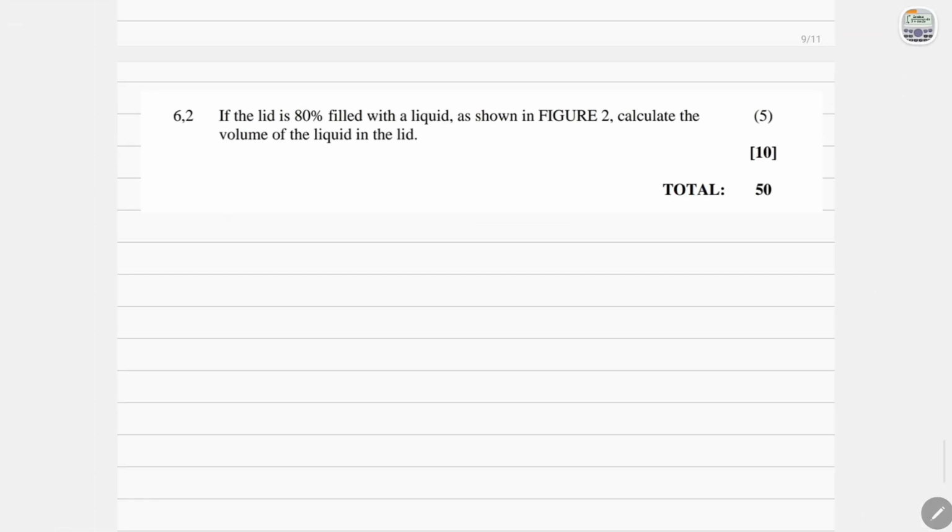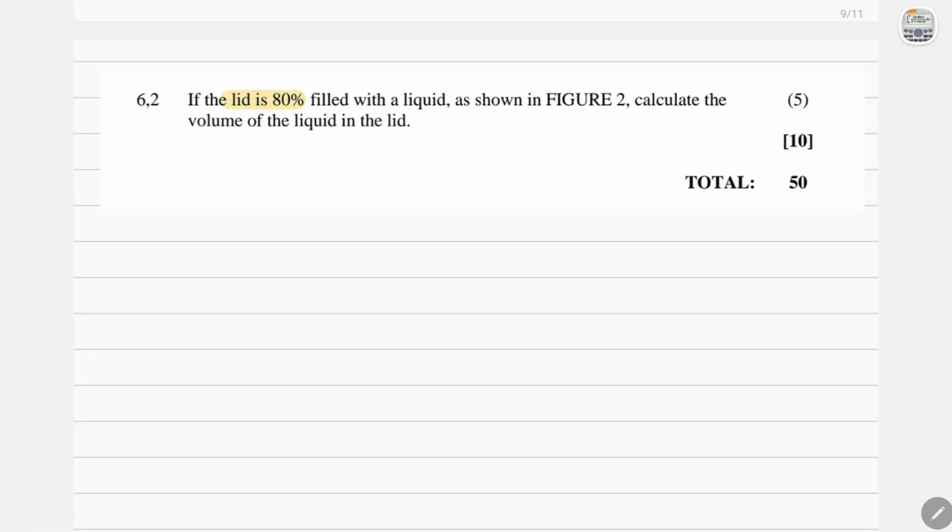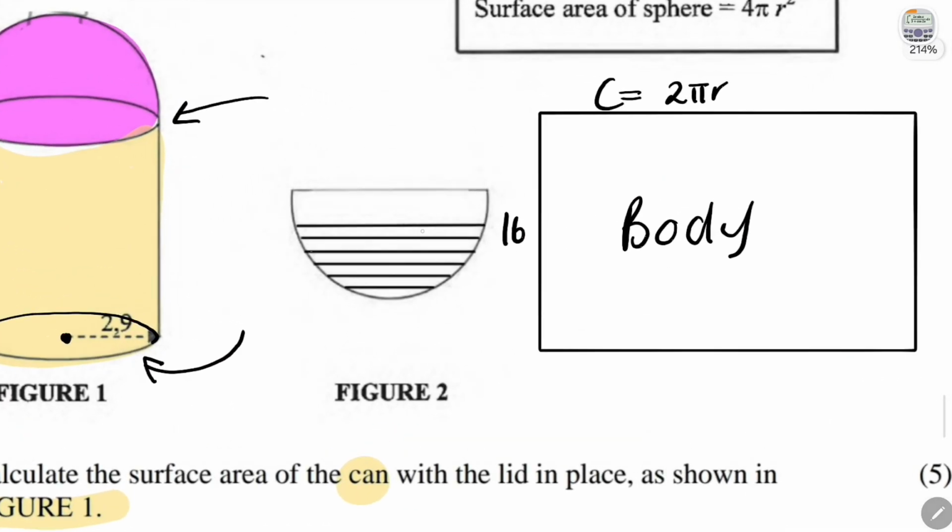Question 6.2 says, if the lid is 80% filled, the lid, okay, and it's literally exactly like that exam paper. So this was just a copy and paste. If the lid is 80% filled with a liquid as shown in figure 2, calculate the volume of the liquid in the lid. So it's just 80% filled. So looking at this lid, do you see that because it refers to the hemisphere and the hemisphere is a 3D shape, we just need to find out what exactly is the volume of this 3D shape and then find out what 80% of this is because it's 80% filled.